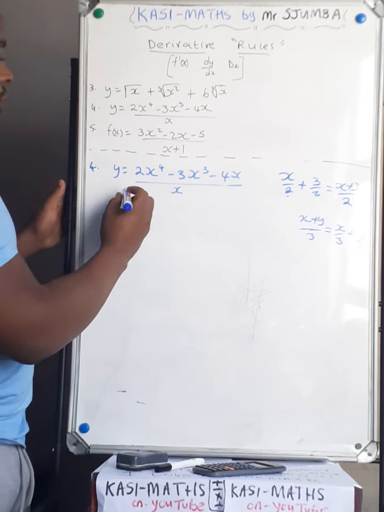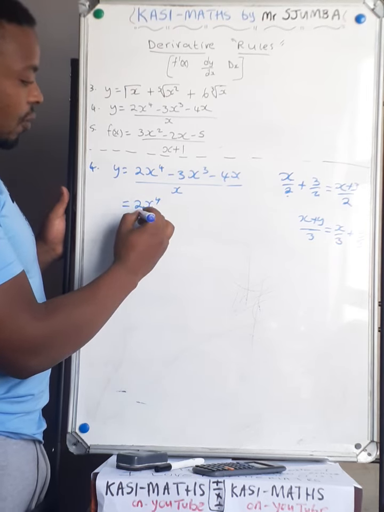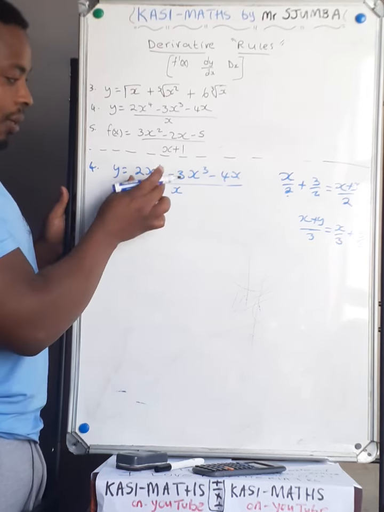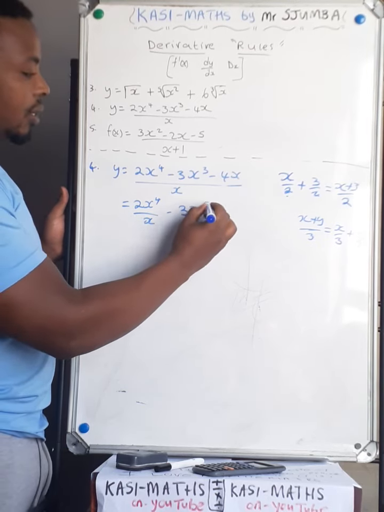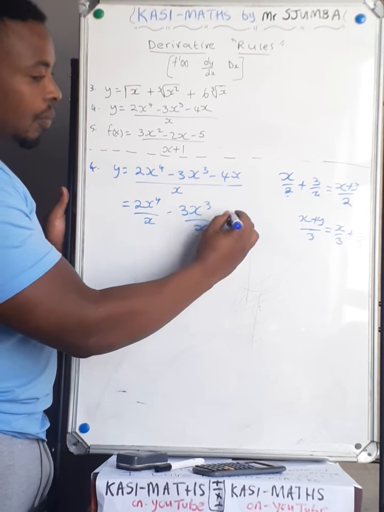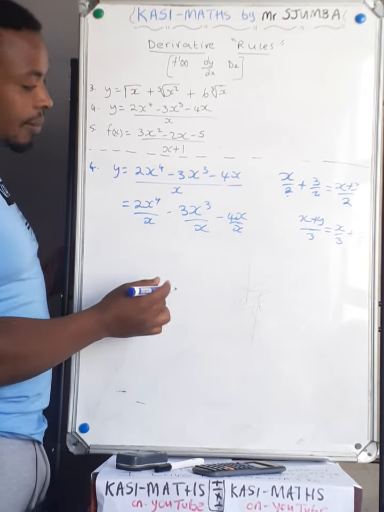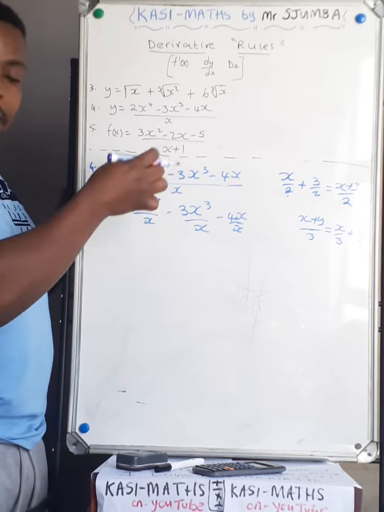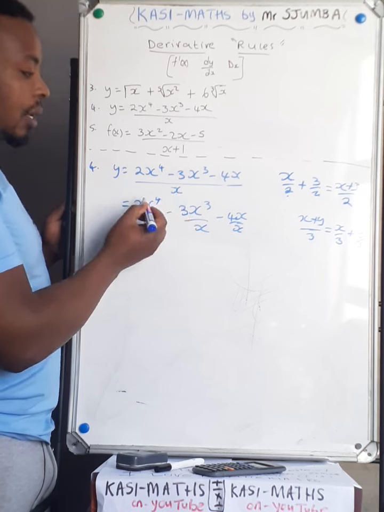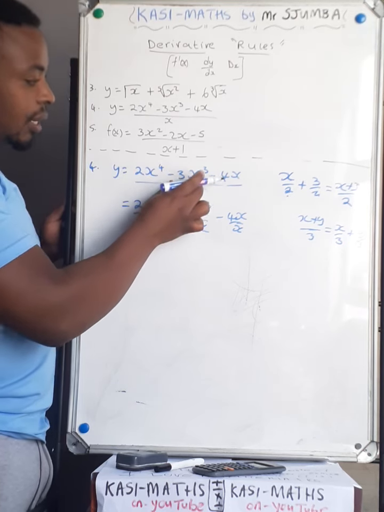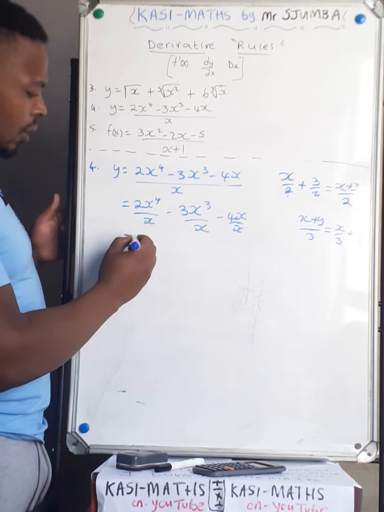So now we're going to have 2x to the power of 4 divided by x. We take this term and divide it by x. Then we have 3x cubed divided by x. Then we have 4x divided by x. So if you have a single term in the denominator, just separate the terms and divide. Now the denominator is 3x, so divide each term by 3x. So let's simplify.